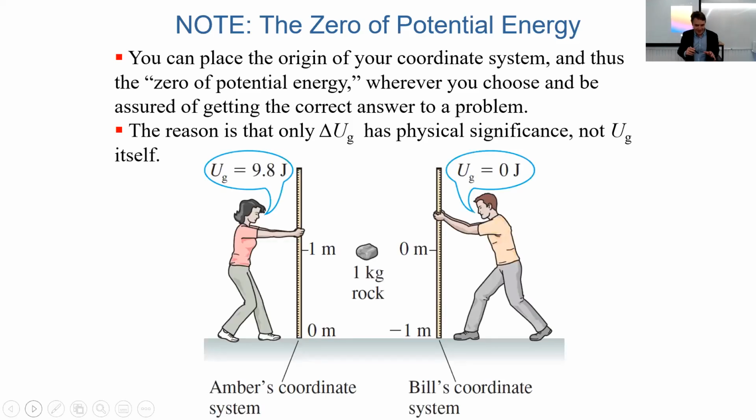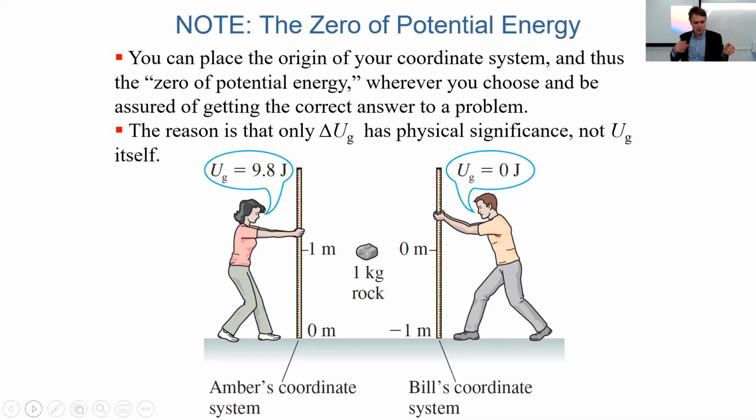Here's an example, okay? Amber and Bill both have a rock. They both are actually looking at the same rock, and they both have a meter stick. The difference is that Amber's meter stick starts at 0 at the ground, and then it's 1 meter around her waist, and then it's 2 meters just above her head. Bill is holding a different meter stick that has 0 around his waist, has -1 and negative numbers down at the ground, and then 1 above his head.